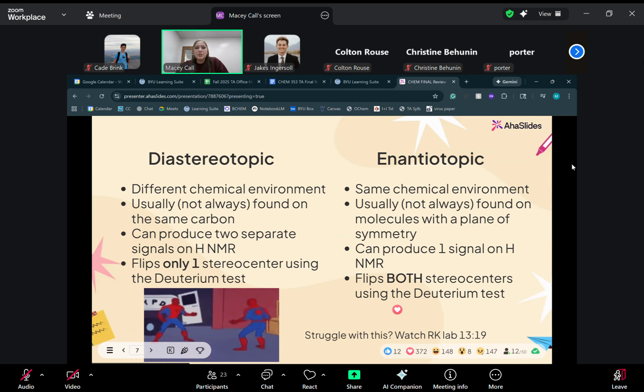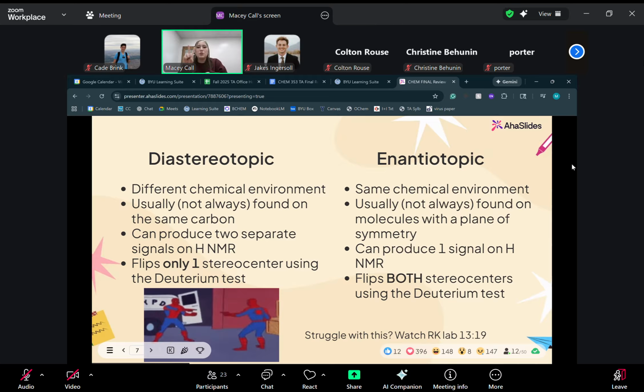So diastereotopic is a different chemical environment. I like to think diastereotopic, D, different, so they both have Ds. They're usually, not always, found on the same carbon. So it's going to be something where I have an OH group that's a wedge, and then I'm comparing H's, and one of them is a wedge and one of them is a dash. And so because of stereochemistry, they end up not being in the same environment.